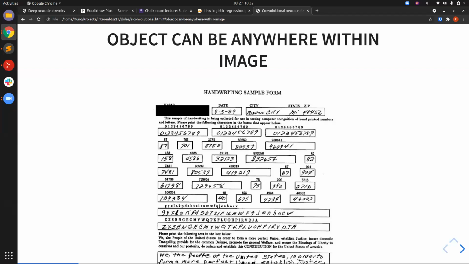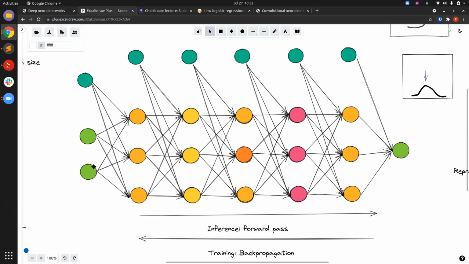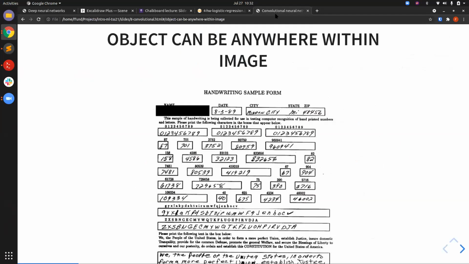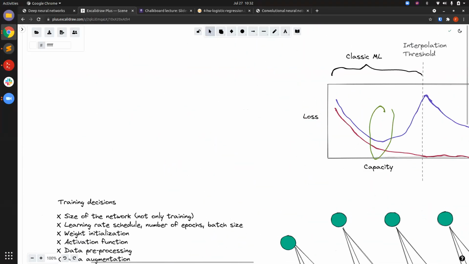And fully connected neural networks, so these are neural networks where every unit is connected to every previous unit. Well, they don't work so well on images. So I'm going to explain a little bit more about why they don't work so well. And then we'll introduce a convolutional neural network, which has much better performance on image data and also some other types of data.